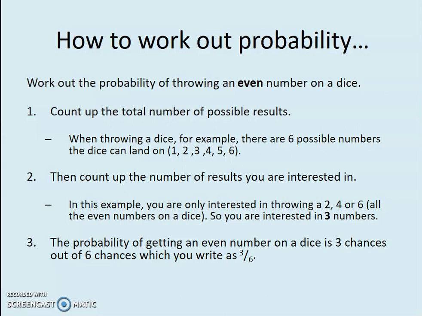When you throw a dice, you may get a 1 or a 2 or a 3 or a 4 or a 5 or a 6. So, the possibilities are 6. Then count up the number of results you are interested in. What is the interest here for you? You are throwing an even number on a dice.